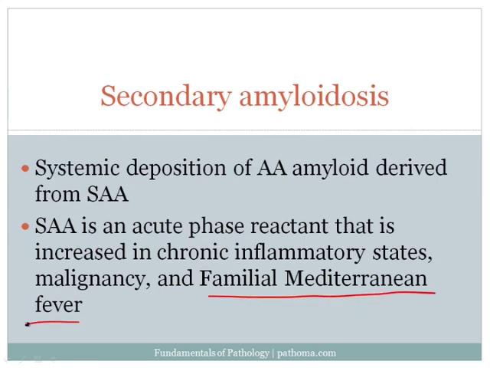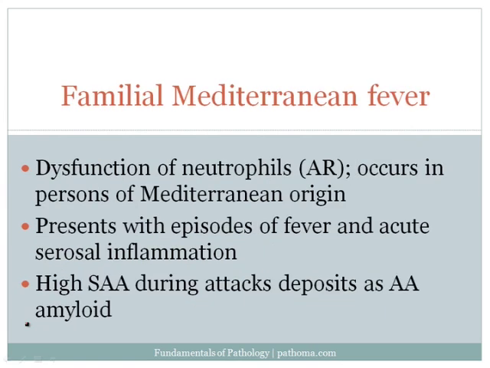Now, what is familial Mediterranean fever? Familial Mediterranean fever is actually a dysfunction of the neutrophils. It is a familial genetically derived dysfunction, which is autosomal recessive, and it occurs in persons of Mediterranean origin. Now, what's the key consequence? Well, the neutrophils are not functioning properly, and they can become activated and create an attack of acute inflammation. That attack is not driven by infection, but instead by this dysfunction of the neutrophils, and it classically presents with fever, which is what you would expect with inflammation.